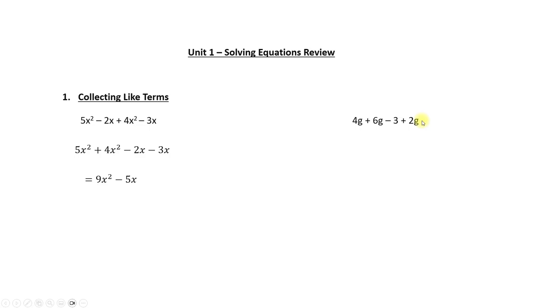Over here, 4g plus 6g minus 3 plus 2g. Well, all the g terms, all three of them, can be collected together. And that will leave us with 12g minus 3.